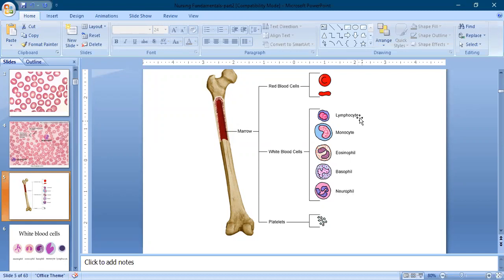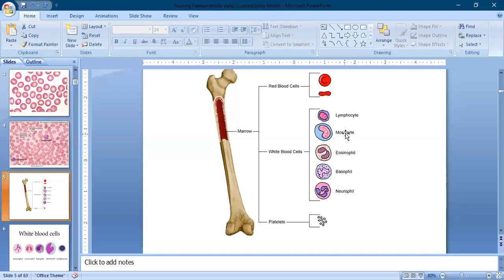Another cell here is called lymphocyte. The total number of lymphocytes is 20 to 40% in relation to other white blood cells. Lymphocytes basically produce immunoglobulin, T cell, B cell, immune cells. So lymphocytes increase during chronic bacterial or chronic viral infection.